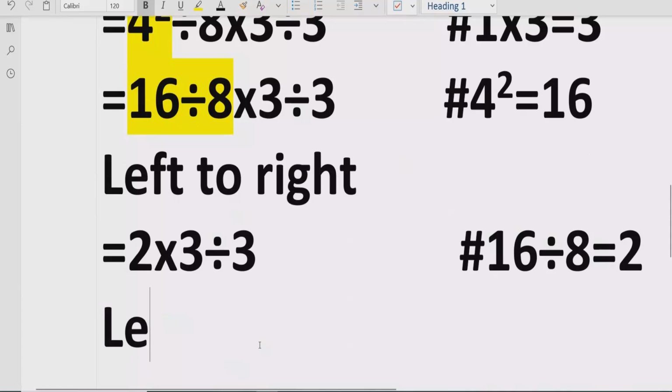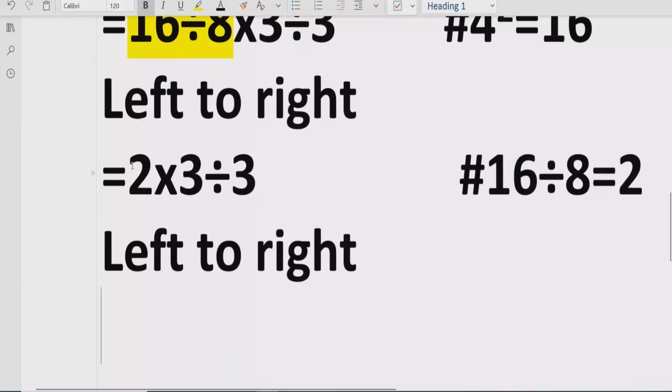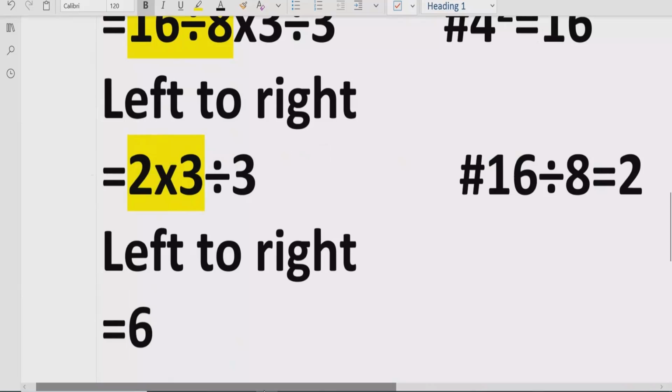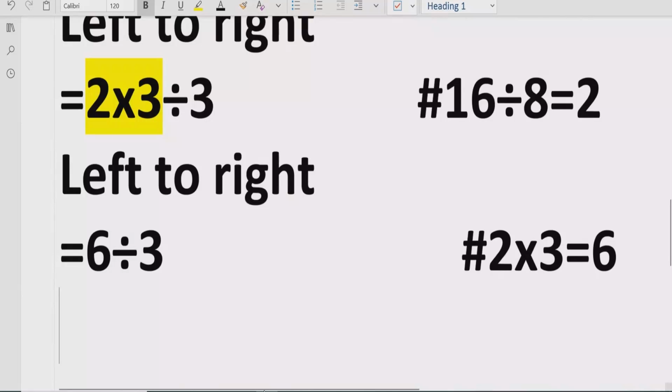Now move forward again. We have to go left to right and find out which is coming first. So now we have to solve first 2 multiplied by 3 according to the rule. So 2 times 3 is 6 and divided by 3, we will write here as it is. And here we have to give the reference: 2 multiplied by 3 equals 6. Now we have two terms and we have a division sign. So 6 divided by 3, we will get the answer 2. So the answer of the given expression is 2.